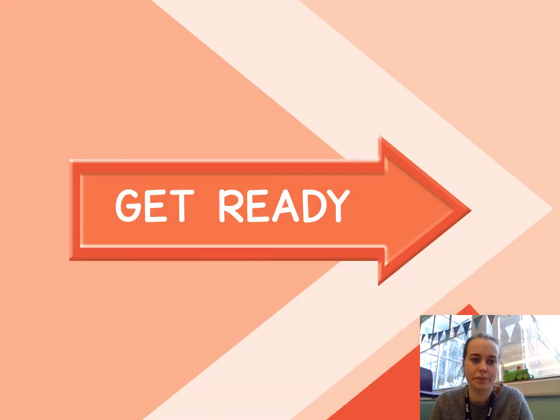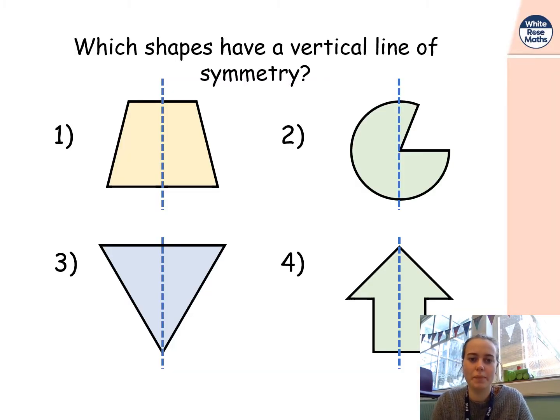So for our warm-up, it asks us which shapes have a vertical line of symmetry. So that means where the blue line of symmetry is, do we see the same on both sides? Are these symmetrical shapes? So number 1, that is symmetrical because it's got the same shape. It looks the same on both sides.